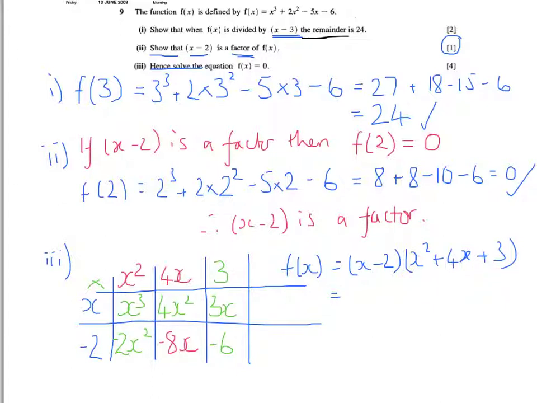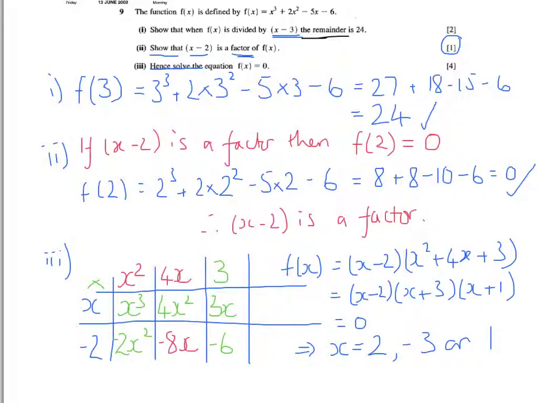This is a quadratic, which is fairly easily factorised into x plus 3 times x plus 1. We look back at the question, we're trying to solve f of x equals 0. So this expression equals 0 when x is either 2, minus 3 or minus 1. And that's our final answer.